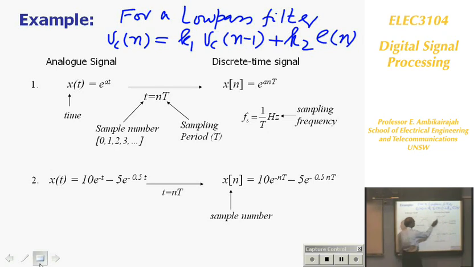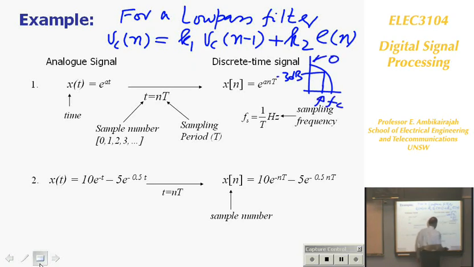How do you find the cutoff frequency of a low-pass filter? Well, we will learn that later. You have probably done it. This is your cutoff frequency. It's called 3 dB. This is 0 dB, there's minus 3 dB cutoff frequency. We will learn how to calculate that later.